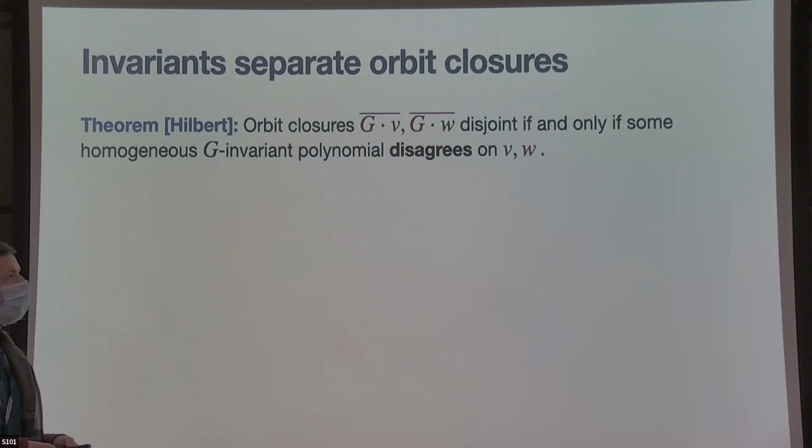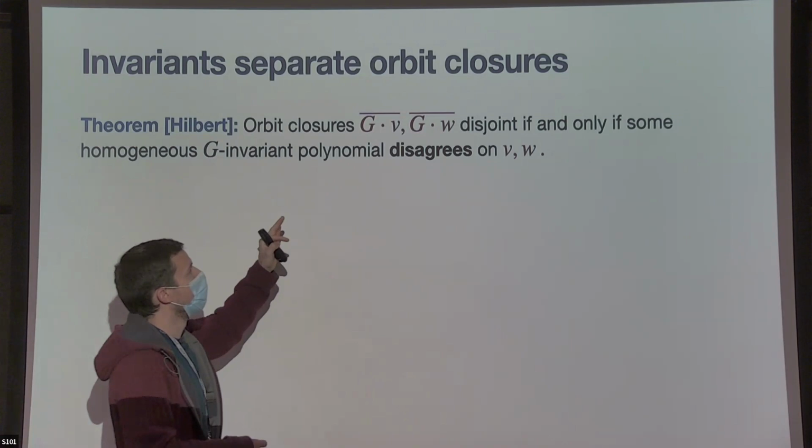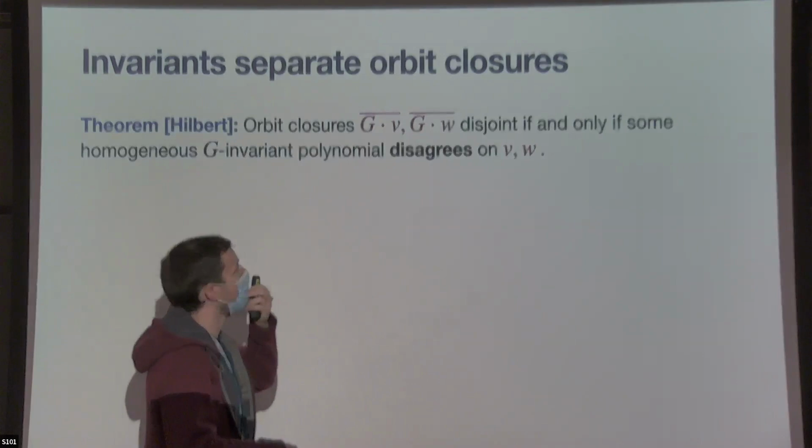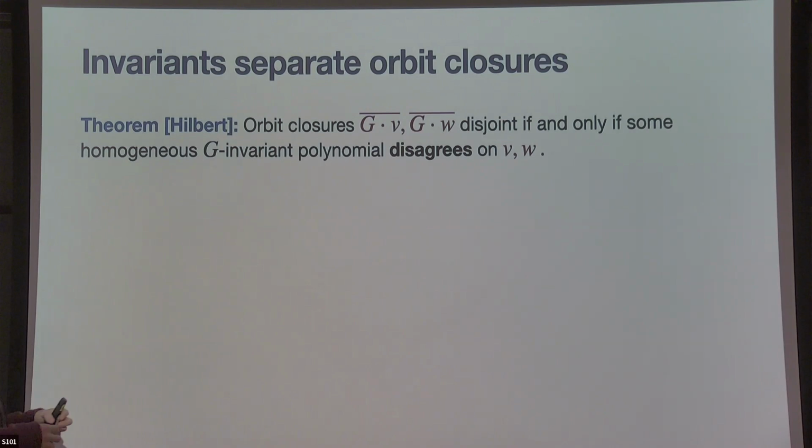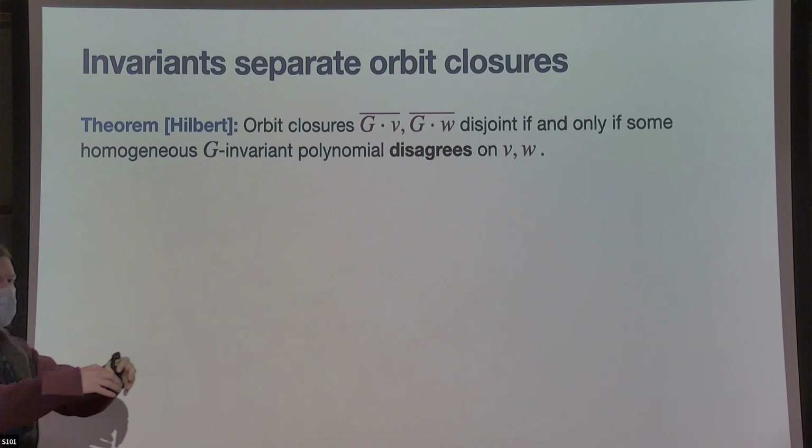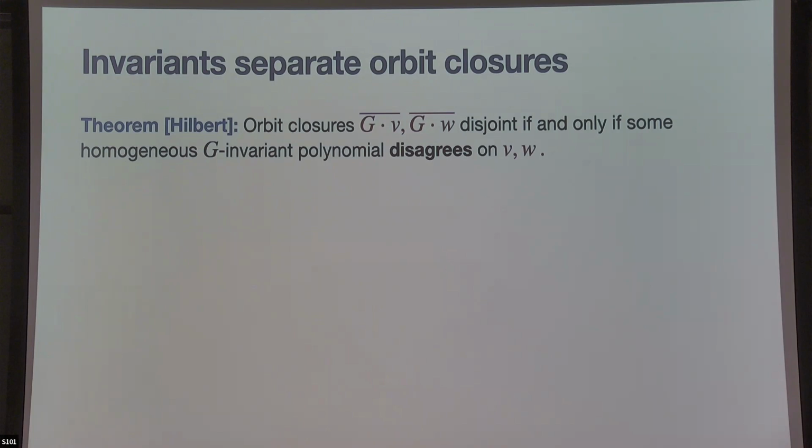One direction of this is easy to see, which is that if the orbit closures intersect, then every polynomial must agree on the two points. These polynomials are continuous, and there's a point in the intersection, so they have to agree on that point, which means they have to agree on the original vectors. The non-trivial direction is the other way, which is that if they are disjoint, then there is a polynomial that separates them.